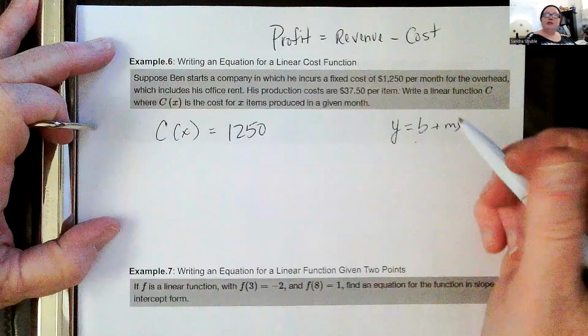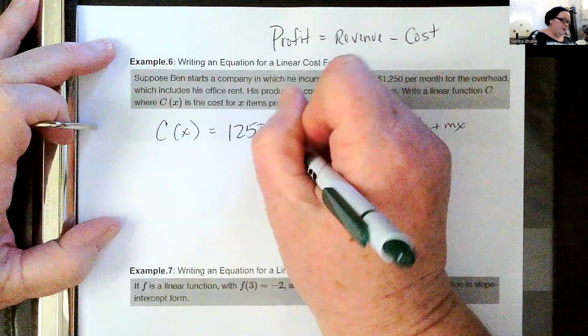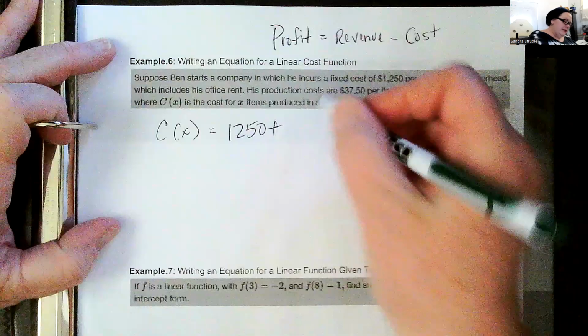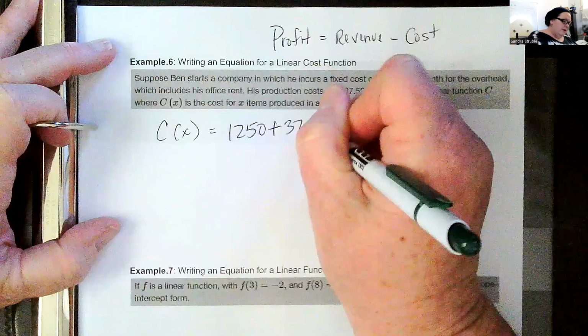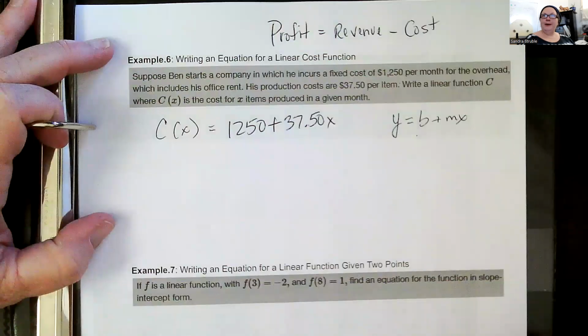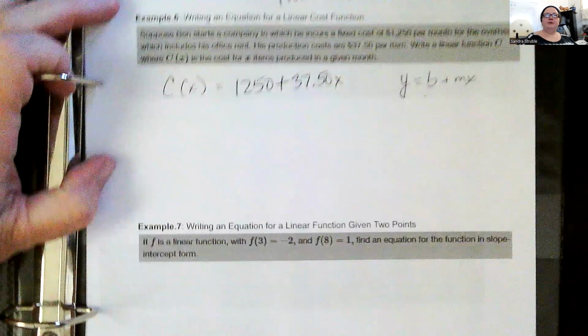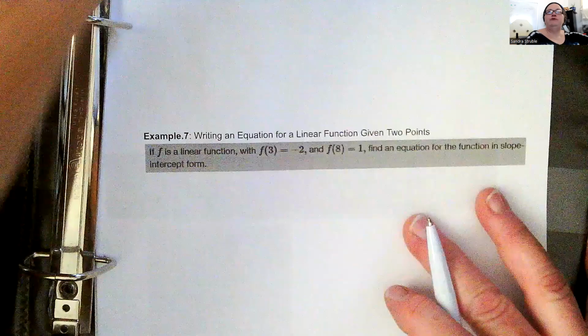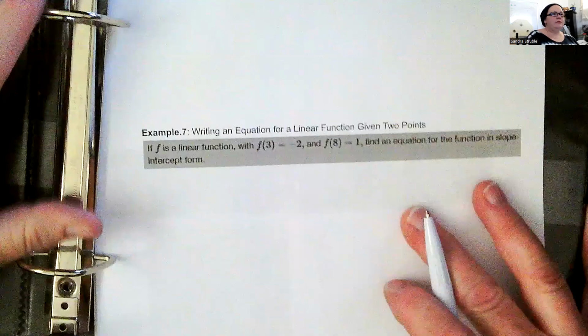And to that, what's the rest of his cost? Where he's going to also have $37.50 per item. There's your cost function. Okay. Next one. Write an equation for a linear function given 2 points.